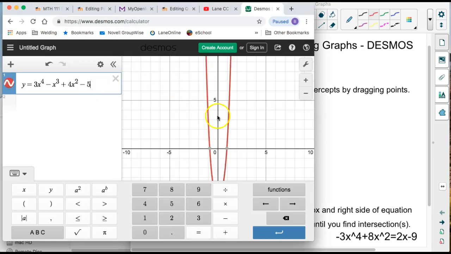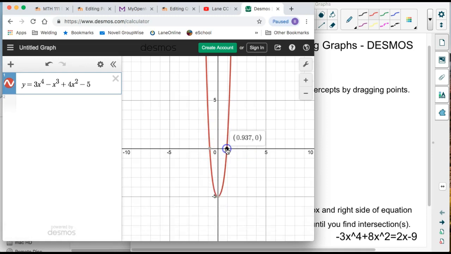So what we're doing here is DESMOS actually gives you the x-intercepts right here, and you can see them on the graph. That's what we're looking for when we're trying to solve when it equals 0. These 2 points, you can actually click on them and it will post them on the graph. So the 2 points we're looking at here are negative 0.846 and positive 0.937.